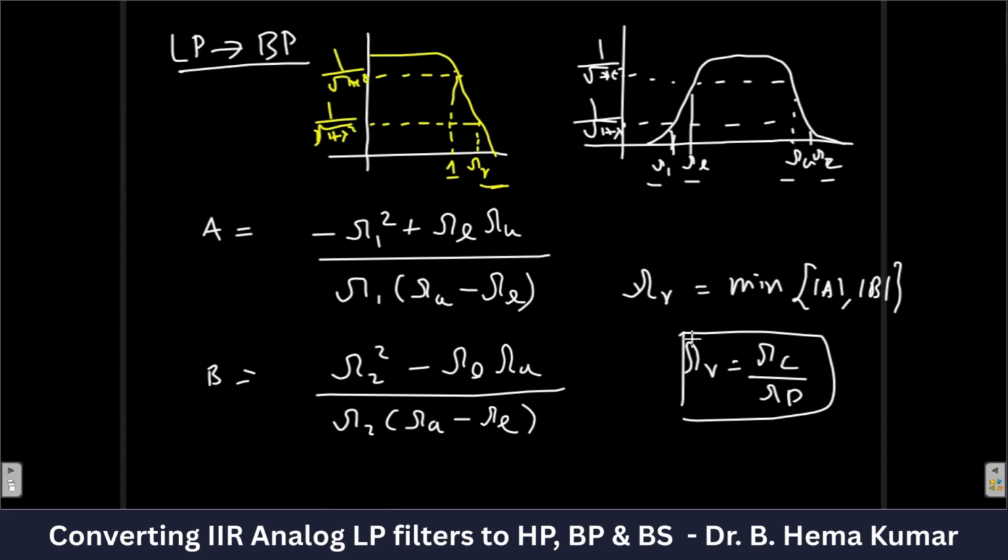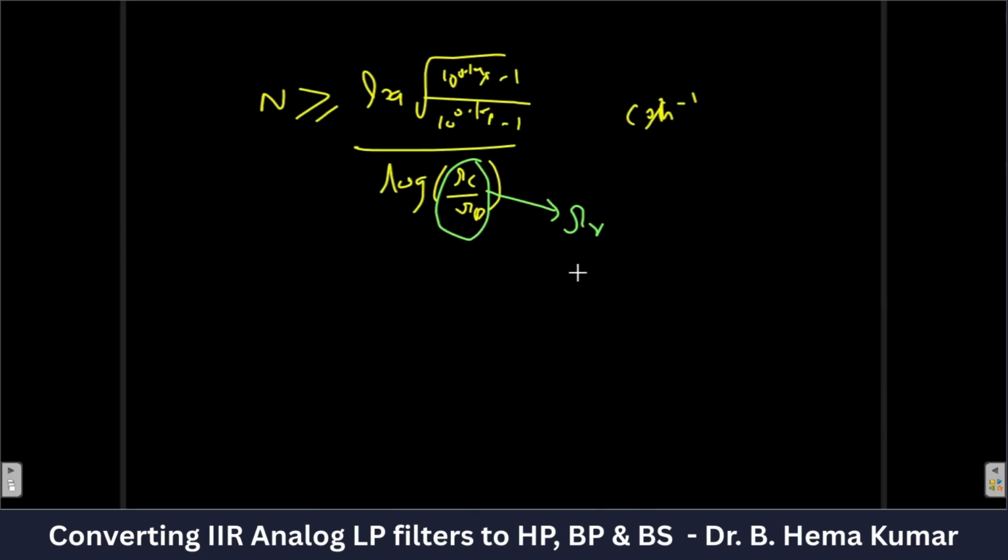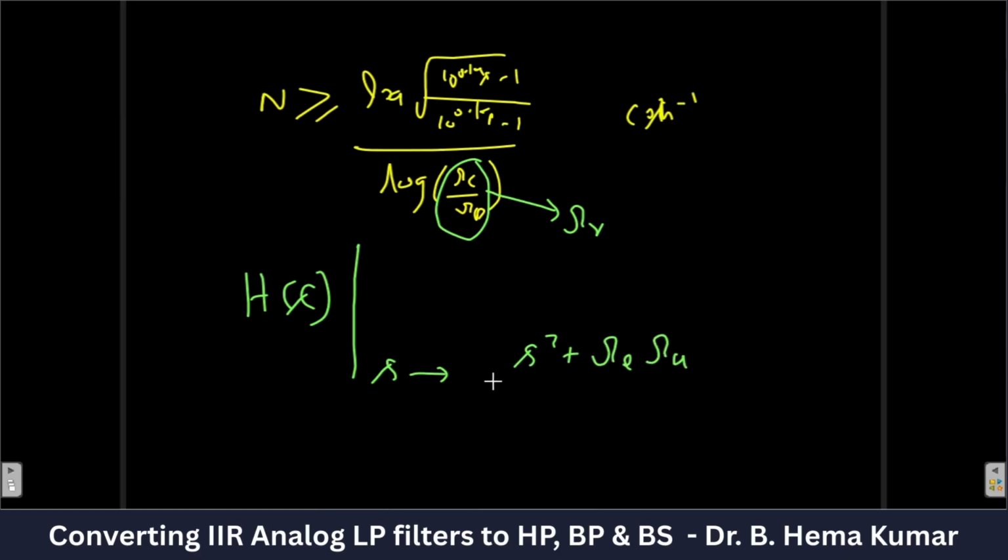This omega r we have got from the specifications, from this minimum of A and B. And you have to proceed with calculating h of s. Once you have calculated h of s, instead of s you have to replace it by s square plus omega L omega U by s into omega U minus omega L. This is the last step.